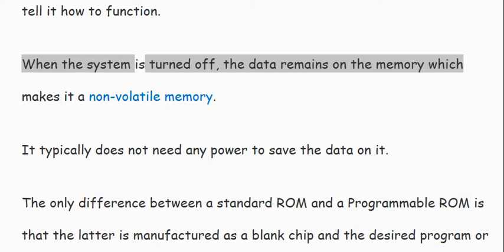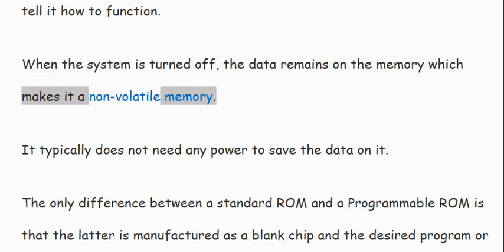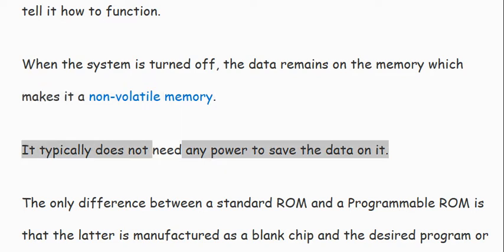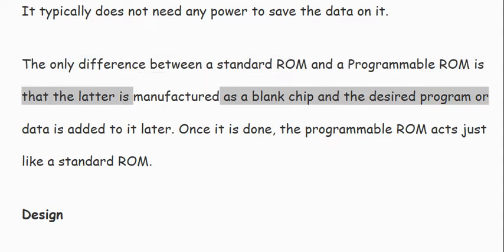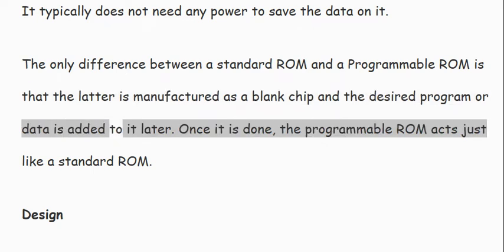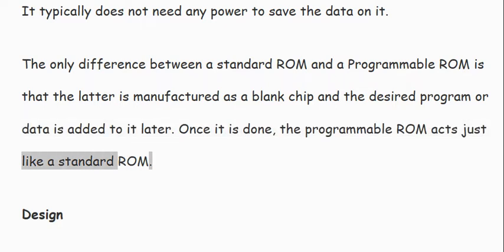When the system is turned off, the data remains on the memory, which makes it a non-volatile memory. It typically does not need any power to save the data on it. The only difference between a standard ROM and a programmable ROM is that the latter is manufactured as a blank chip and the desired program or data is added to it later. Once it is done, the programmable ROM acts just like a standard ROM.